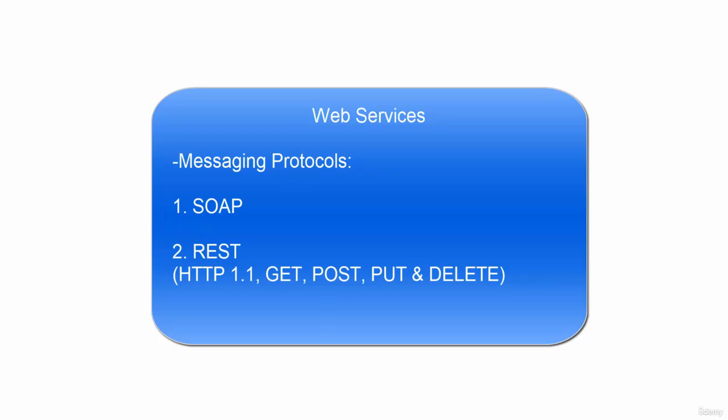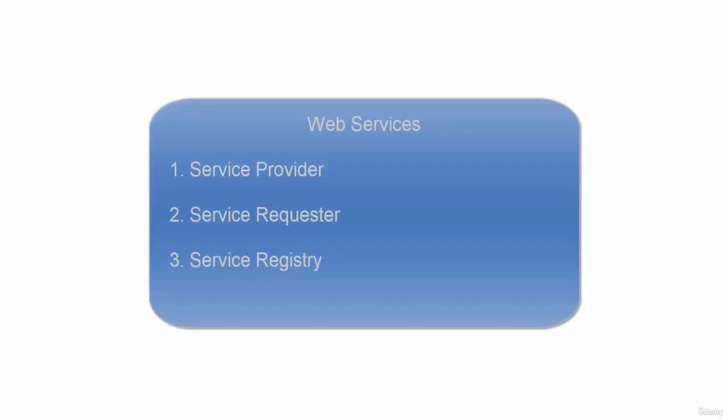SOAP, an older protocol, employs XML and has a highly structured format. REST, on the other hand, is widely adopted and utilizes various HTTP 1.1 verbs such as get, post, put, and delete. A web service comprises three key components: service provider, service requester, and service registry.